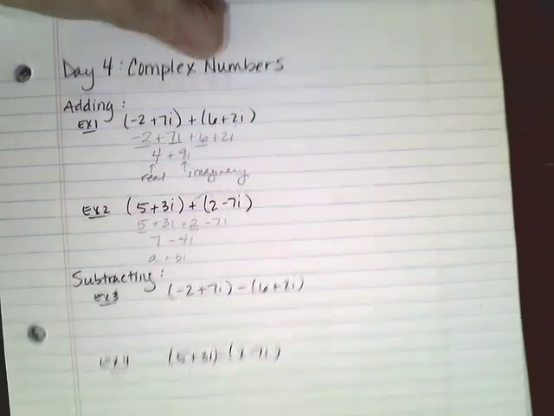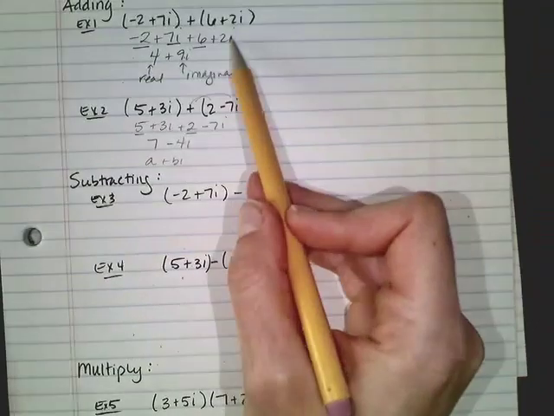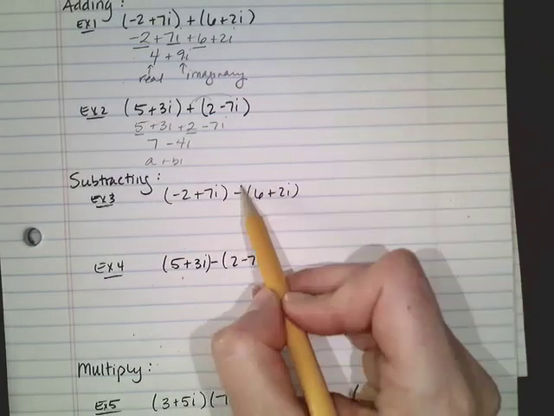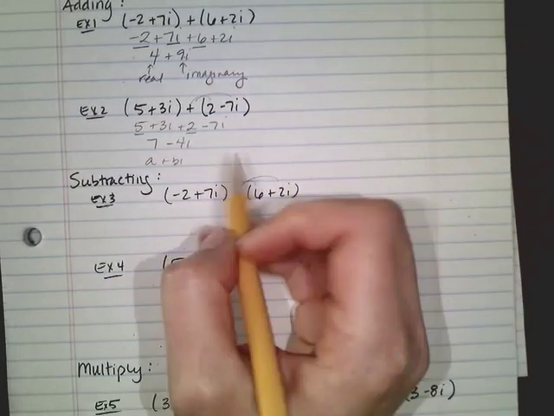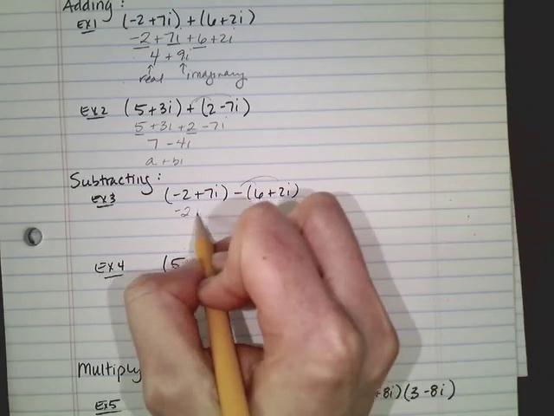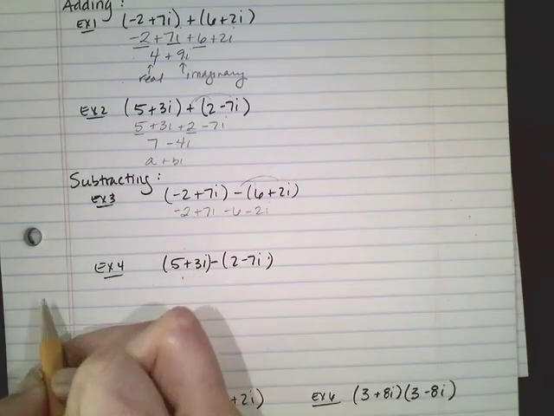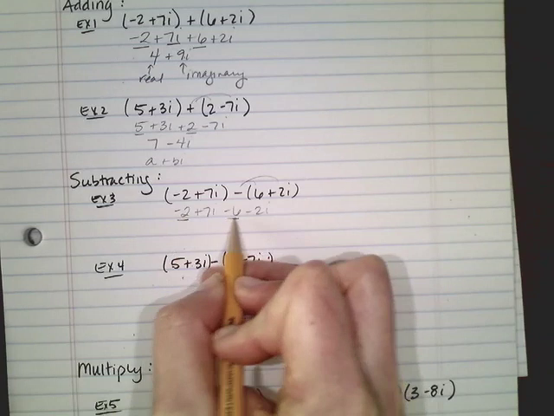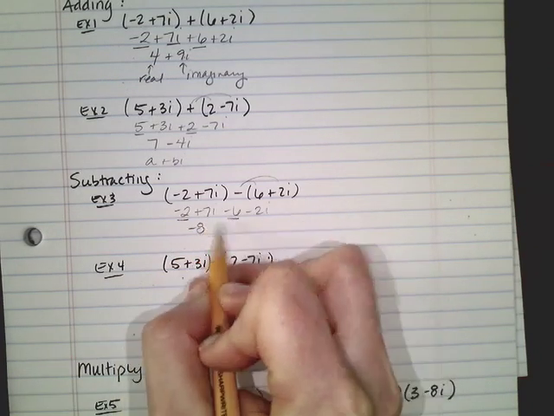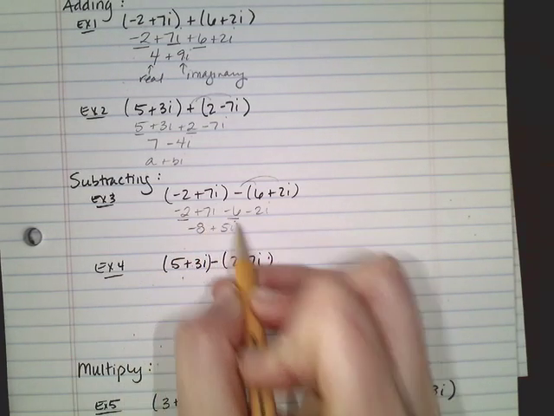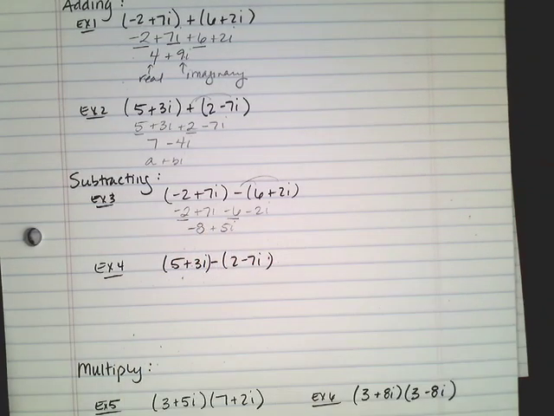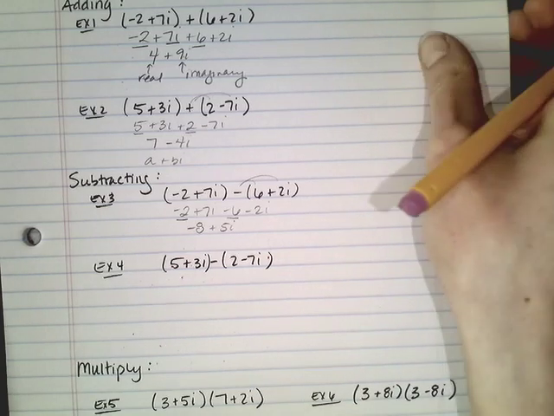When we subtract, that step here becomes important. You want to distribute the negative symbol. So you get -2 plus 7i minus 6 minus 2i. Identify your like terms, so you get -8 plus 5i. Okay, and that's written in what we call a plus bi form.